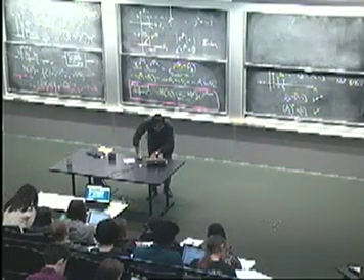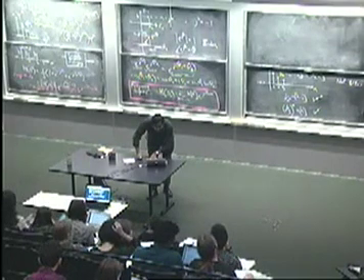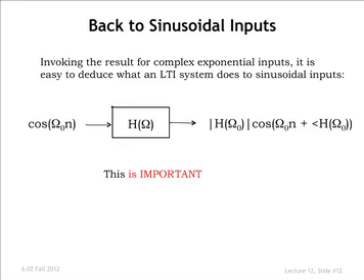Let me actually go a little bit out of order here, and here's the basic statement. From the result that we have up there, and I'll show you on the next slide how to derive it, what you can show is that if you put a cosine into the system, what comes out is the same cosine, except its amplitude is scaled by the magnitude of the frequency response, and the phase angle is increased by the angle of the frequency response.